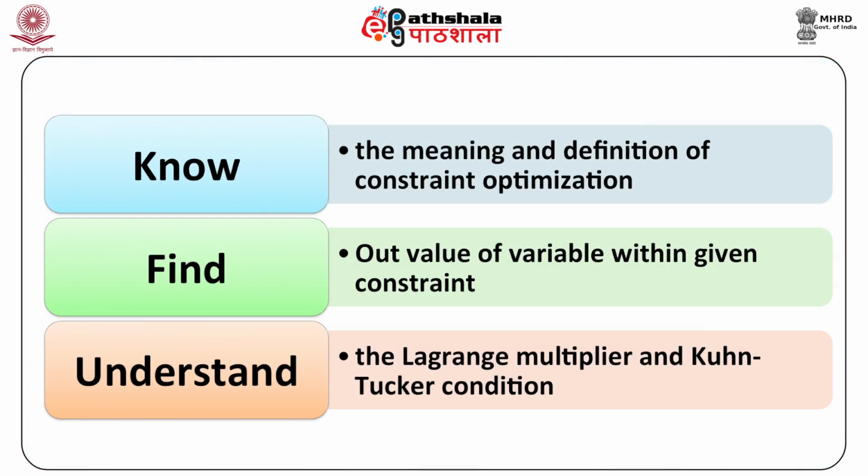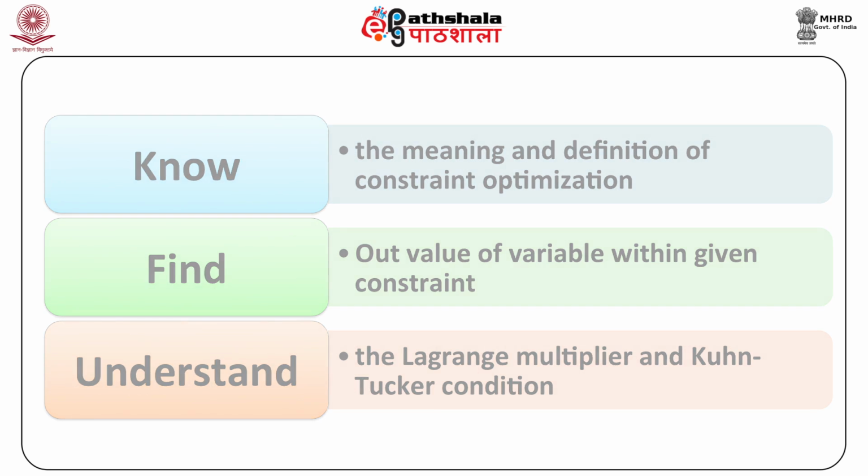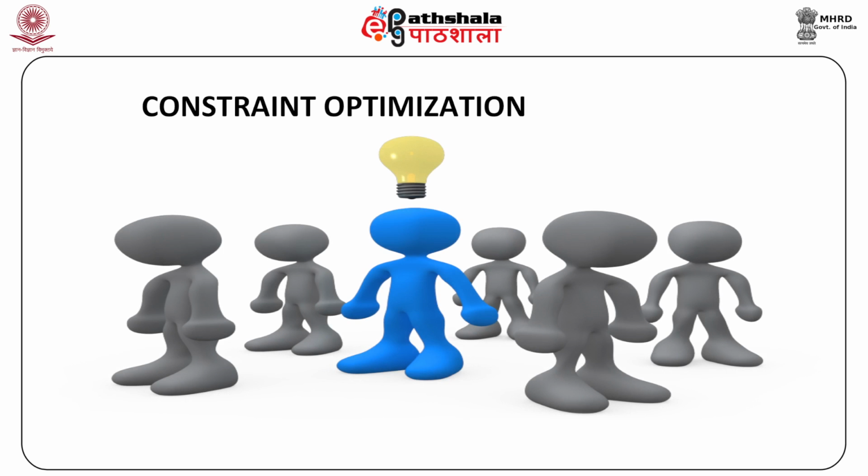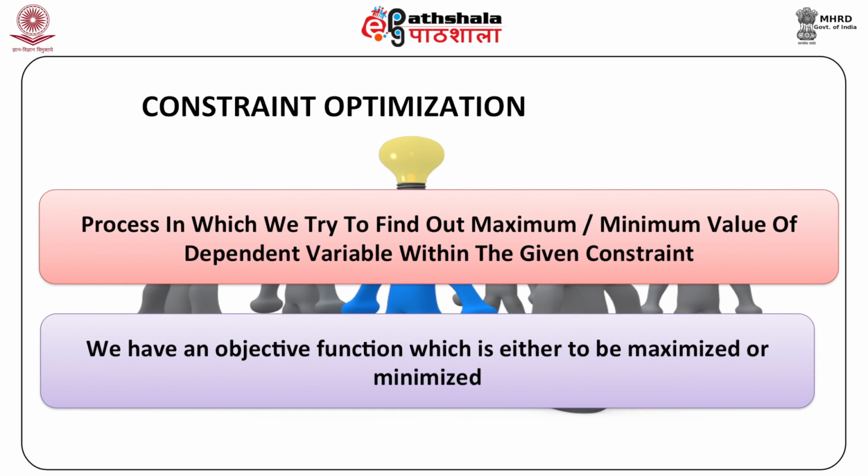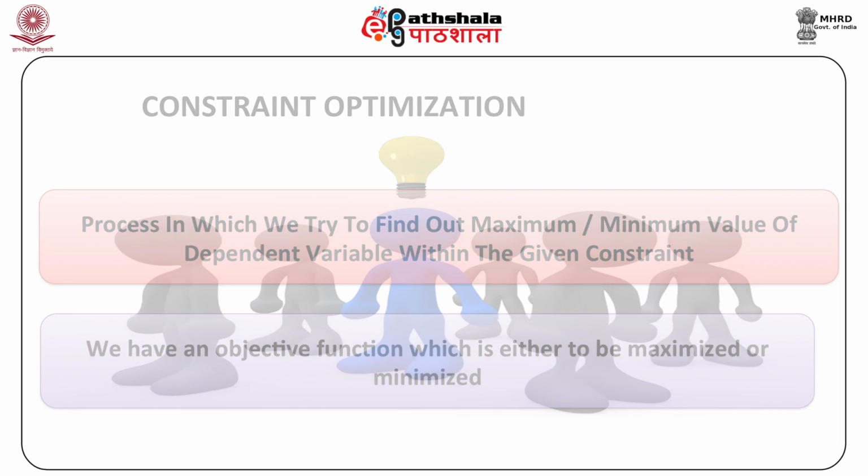After completing this module, you shall be able to know the meaning and definition of constraint optimization, find out the value of a variable within a given constraint, and understand the Lagrange multiplier and the Kuhn-Tucker condition. Now we will be discussing the meaning and definition of constraint optimization. Constraint optimization is the process in which we try to find the maximum or minimum value of the dependent variable within the given constraint. Under constraint optimization, we have an objective function which is either to be maximized or minimized.